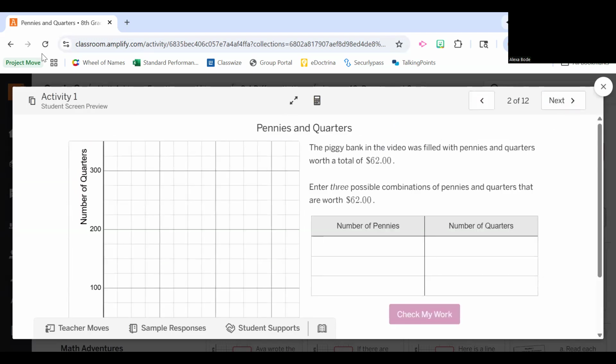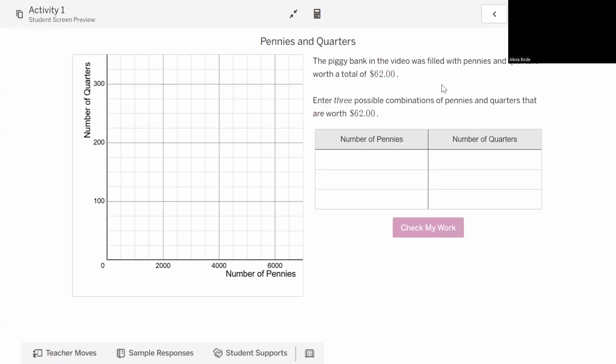Okay, slide two. So this is the start of your packet. We're going to be talking about the total of that video was $62, and the only thing that was put into it was pennies and quarters. So we're going to figure out how many pennies and how many quarters could have gone into it.